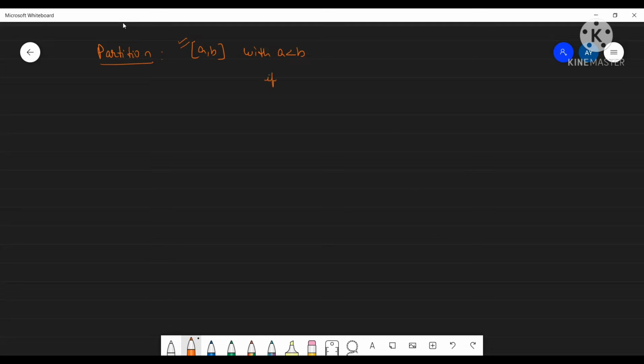So this is written as a equals x naught less than x1 less than x2 and so on up to xn, which is equal to b. And before xn, you'll be having xn minus 1 and so on. So we have to write this interval in such a way that you get a equals x naught less than x1 less than x2 and so on up to xn equals b. Okay, so this is a finite set.